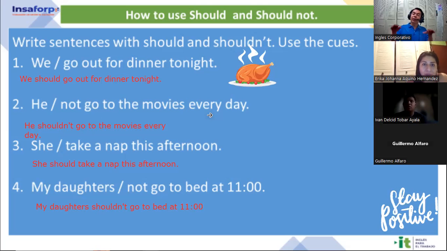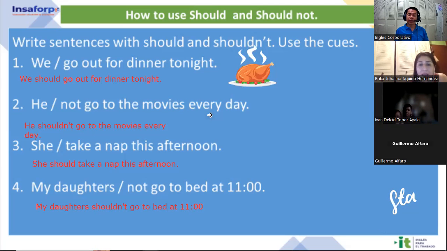My daughters shouldn't go to bed at 11 o'clock. Very good. Now, please read it fluently. Natural, something like, my daughter shouldn't go to bed at 11. Okay, come on, go ahead. My daughter shouldn't go to bed at 11. Congratulations. You deserve a clap from Dudley, right? Se merece los aplausos de Dudley. Thank you.